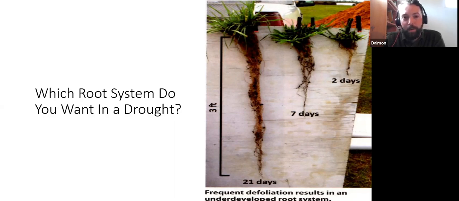What root system do you want to have in a drought? I would definitely go towards the one on the left. I imagine everyone else would as well, because that rooting depth is going to help reach down lower into the soil to scavenge water deeper down. But I would also want you to think about, what rooting system would you want if it's really wet?